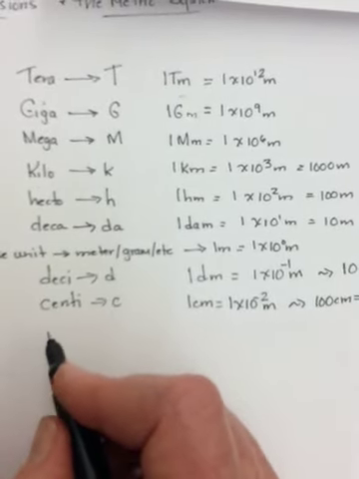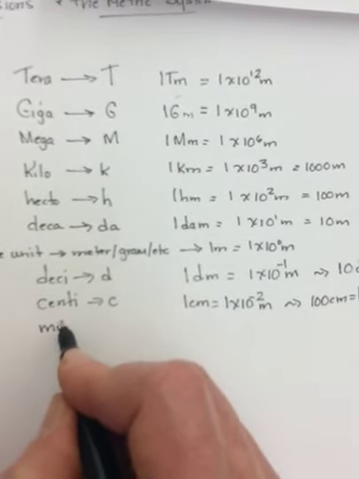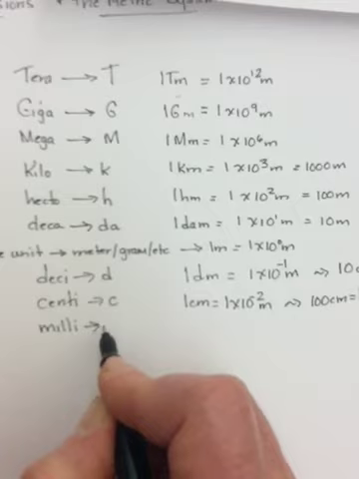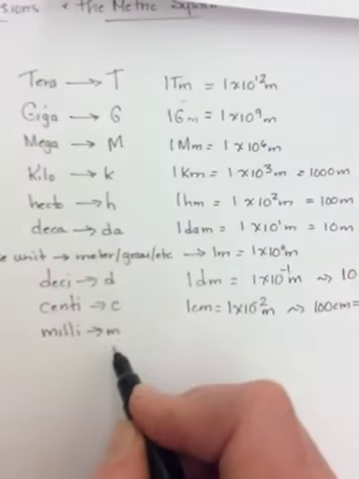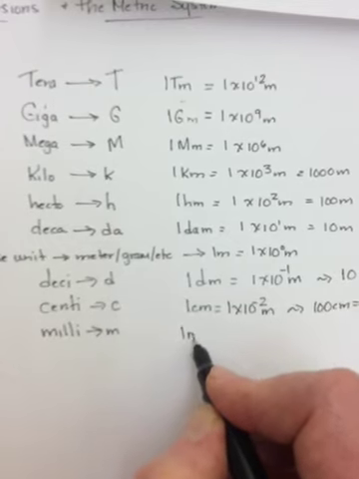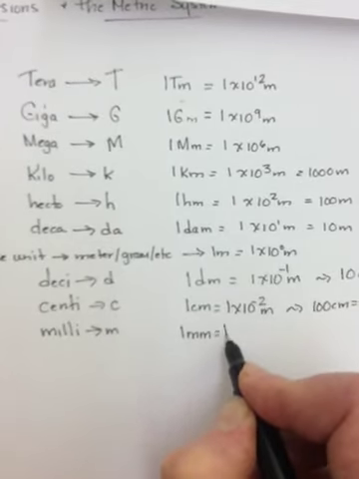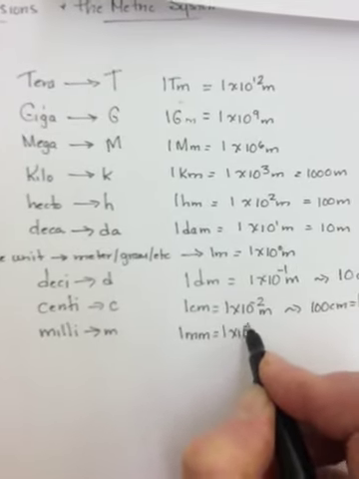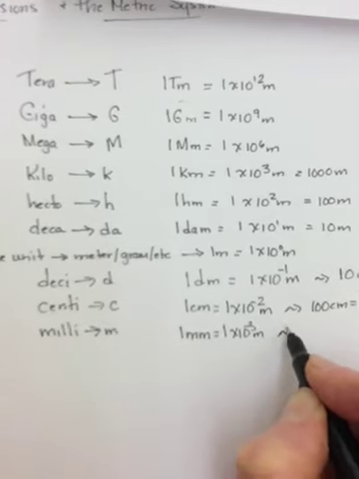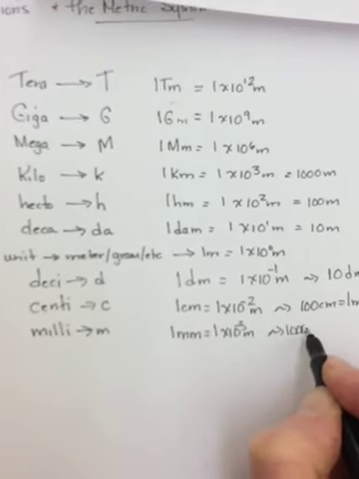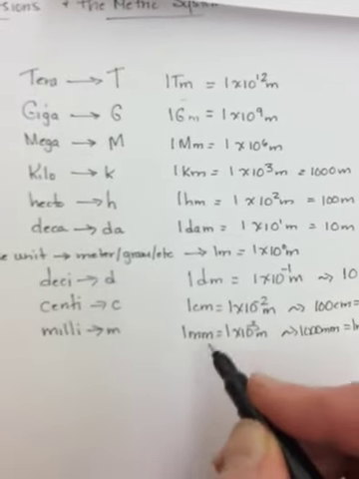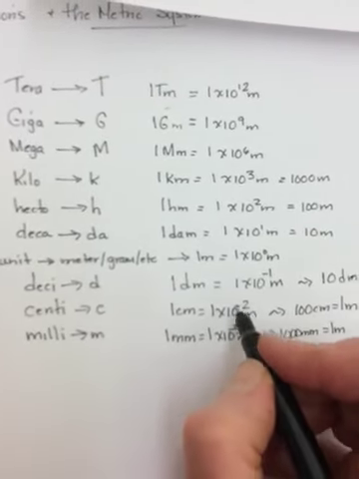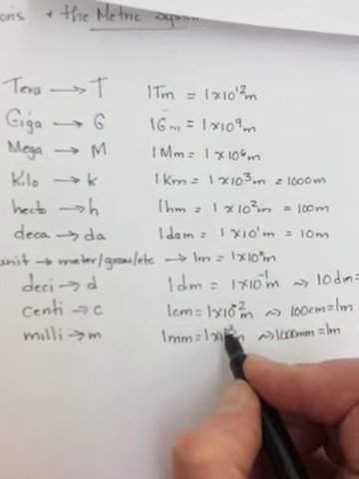Okay? After centi is milli. Small m. We use the capital M for mega, the big guy, small m for milli. So 1 millimeter is equal to 1 times 10 to the negative 3 meters. In other words, there's 1,000 millimeters in a meter. We don't do to the 4th, we don't do to the 5th, the negative 4 or negative 5.